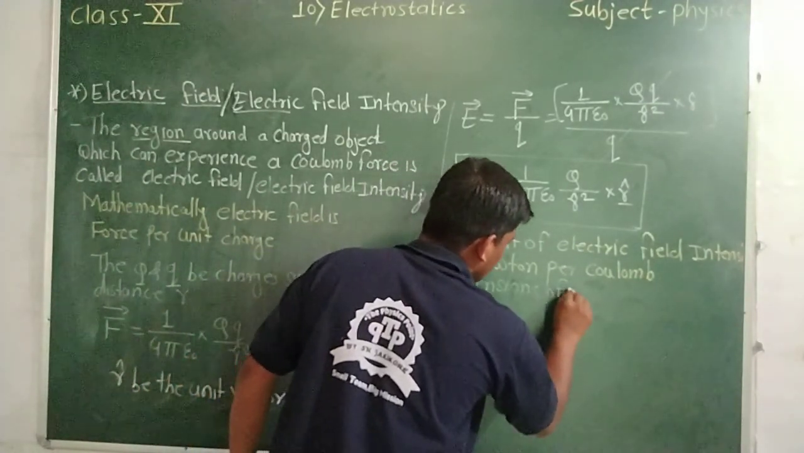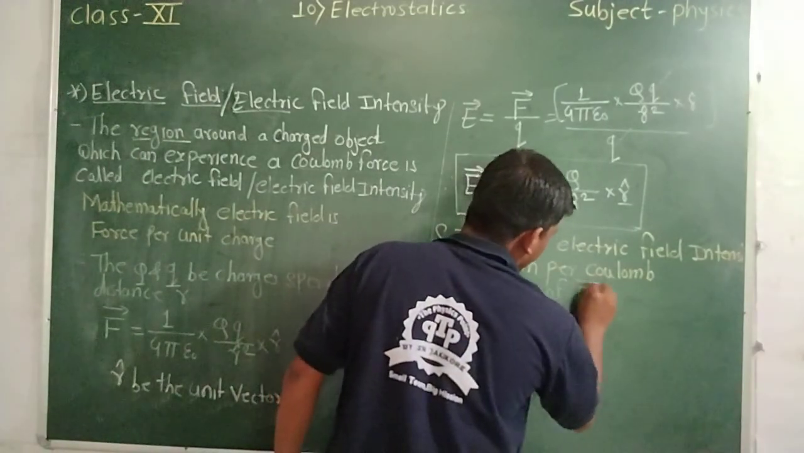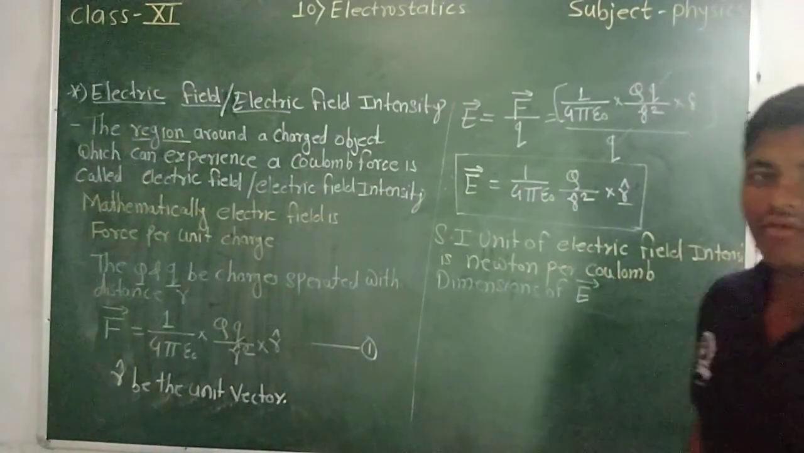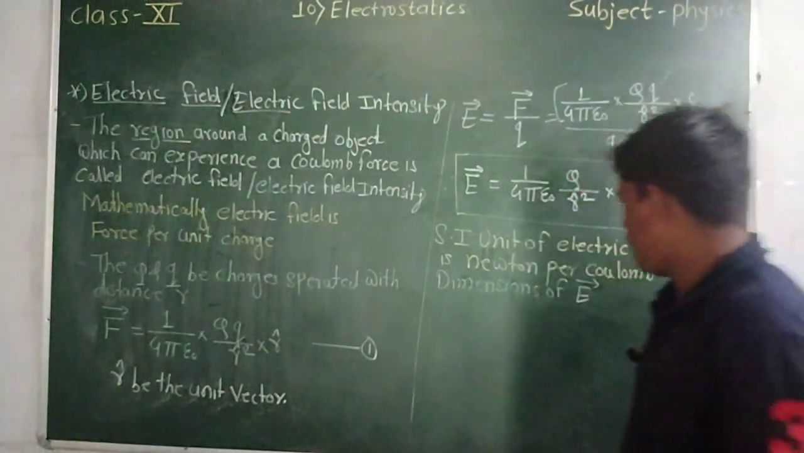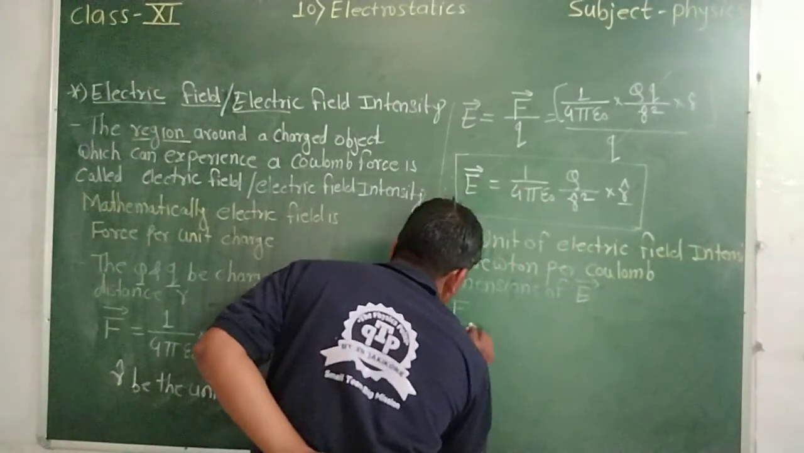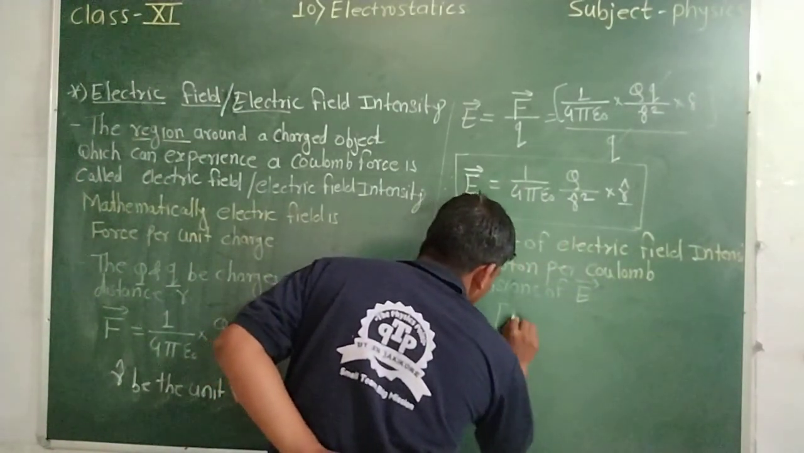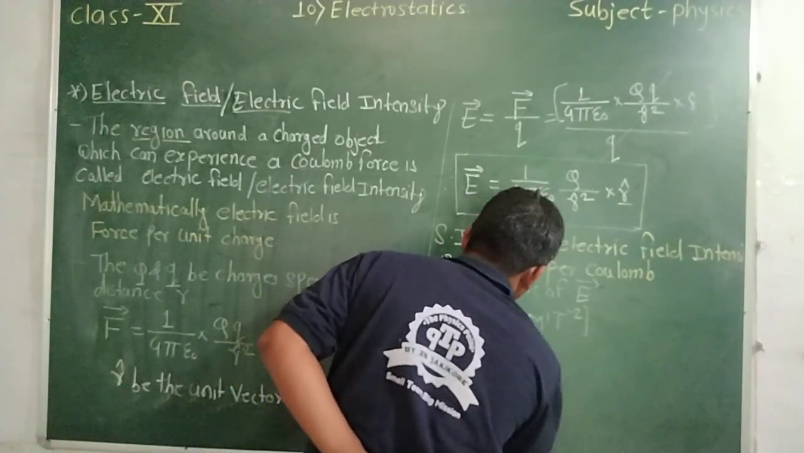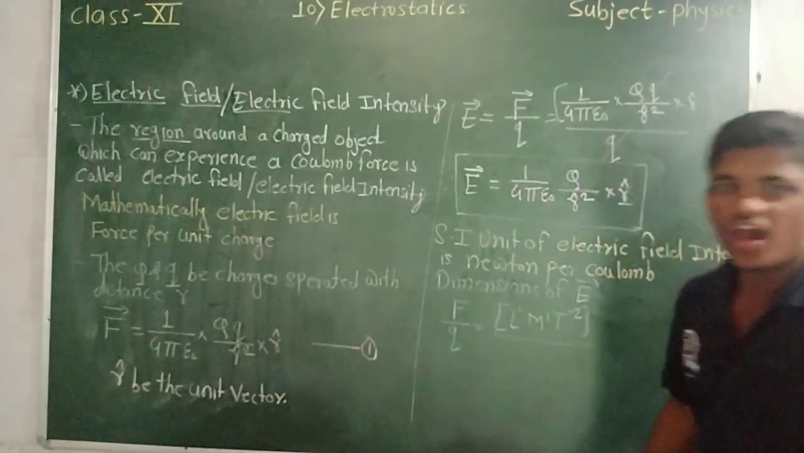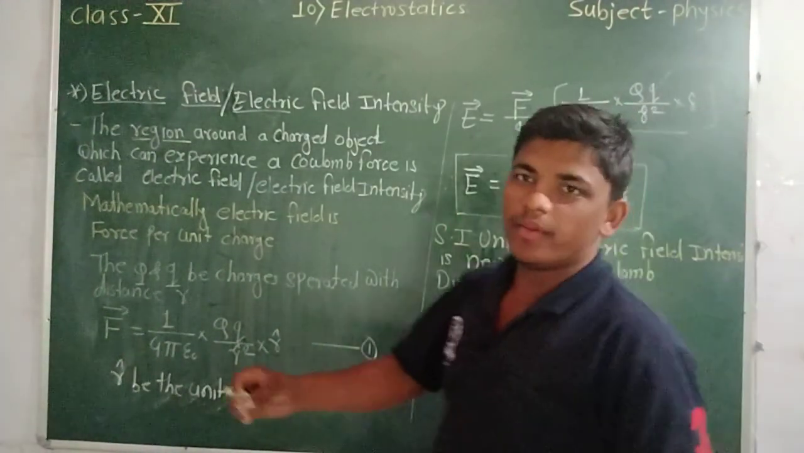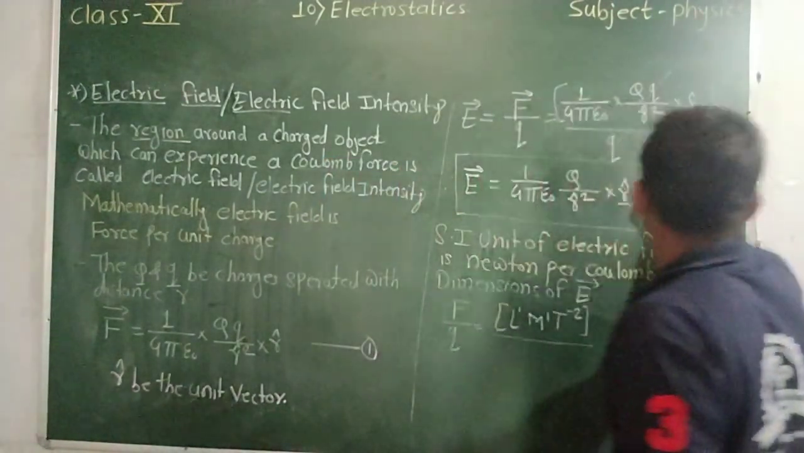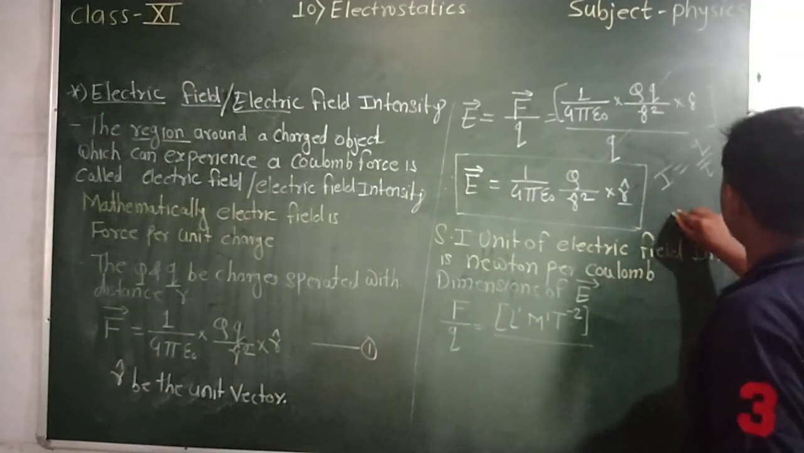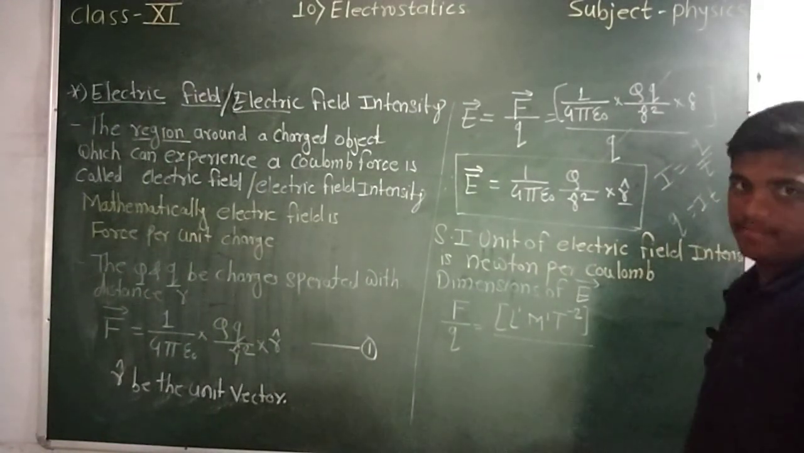We write the dimensions of electric field intensity or electric field. We know that the dimensions of force is L1 M1 T raised to minus 2. The dimensions of force divided by the dimensions of charge, that is L1 M1 T raised to minus 2 divided by the charge. Charge is current traveling, this is the equation of current, charge divided by time. And we know that charge is equal to current into time.